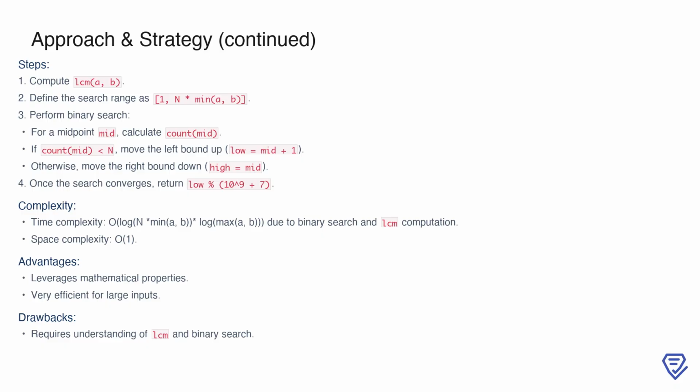If the count is less than n, it means the nth magical number lies to the right, so we shift the lower bound upwards. Otherwise, we adjust the upper bound downwards. Once the binary search converges to a single value, we return low % (10^9 + 7) as the result. This approach is highly efficient, with a time complexity of O(log(n * min(a, b)) * log(max(a, b))) due to the binary search and the calculation of LCM. It's also space efficient, requiring only O(1) extra space.